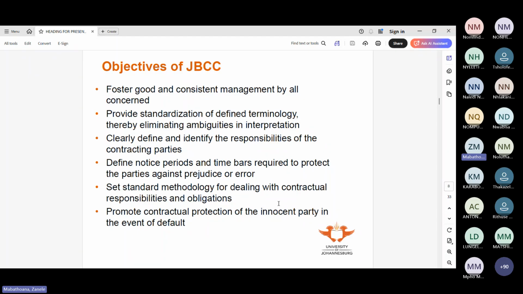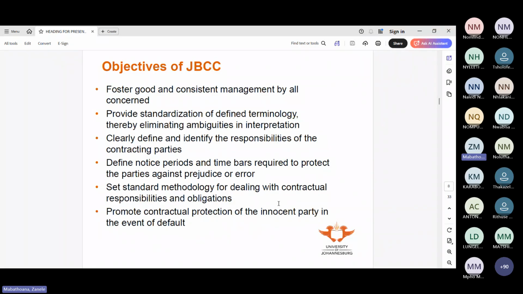Or the Ministry of Public Works. So the objectives behind the JBCC was to foster good and consistent management of the project by all concerned, provide standardization, define terminology, so that they can eliminate ambiguities in interpreting whatever is said in the contract. So the idea was to use simple language, so that everyone who reads a clause understands it the way it was meant.